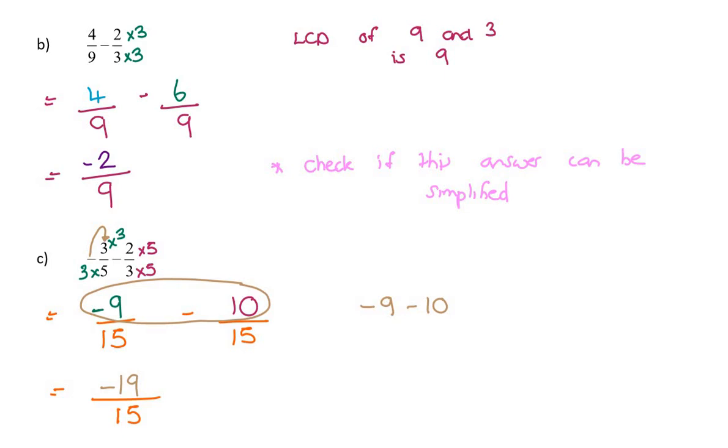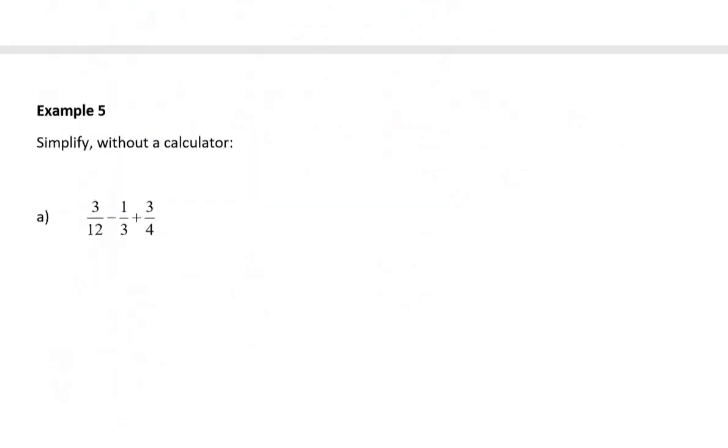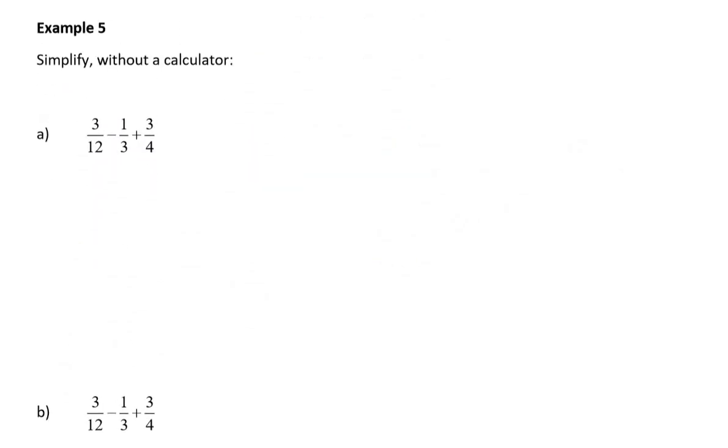Now let me check. 19 is a prime number, so that means nothing goes into 19, and I can't simplify that. I could write this as a mixed number, but remember, we don't bother. It's just a waste of our time. Check on the calculator to check it can be simplified, and check that we did this correctly, and hopefully we did. Okay, last example.